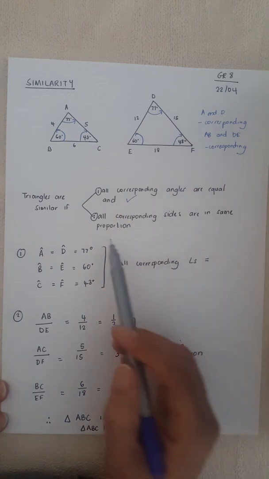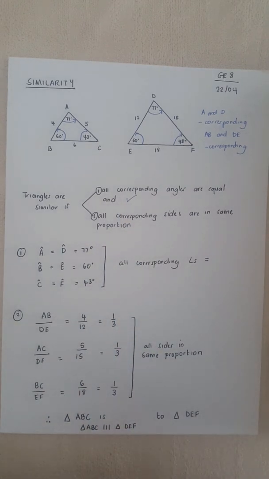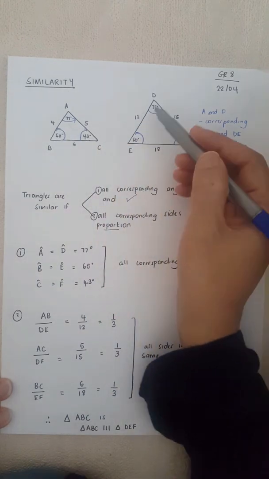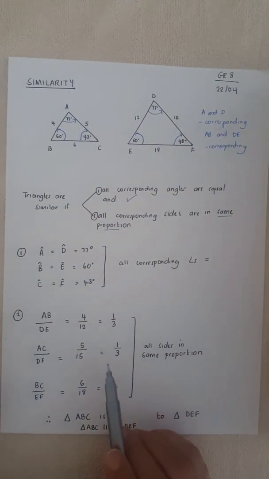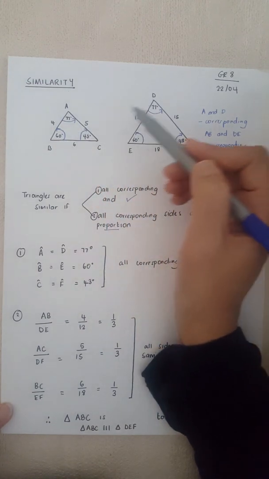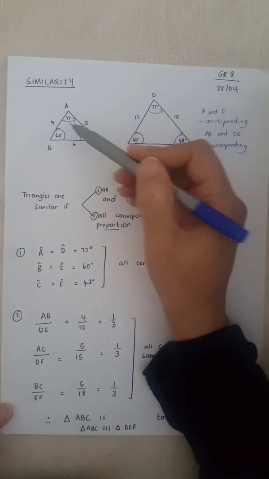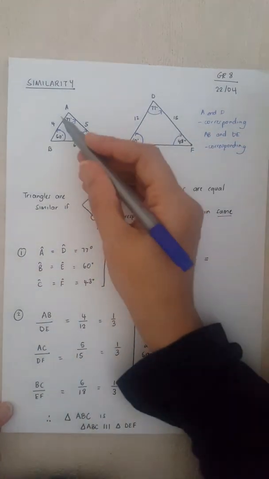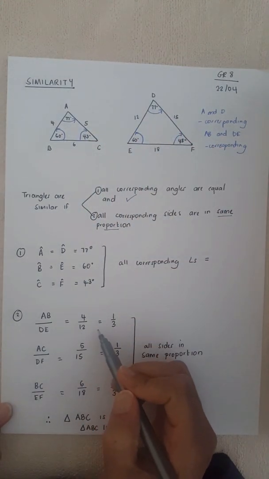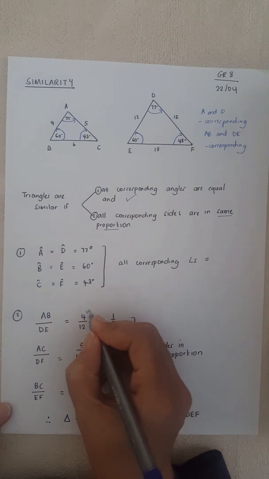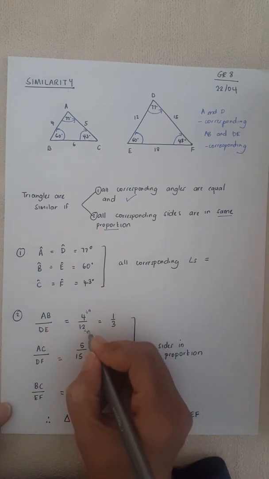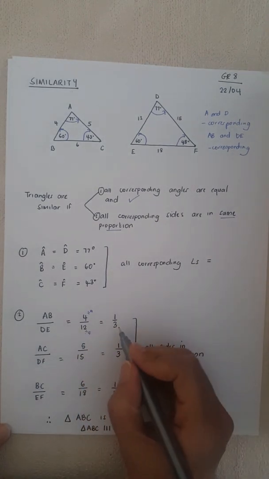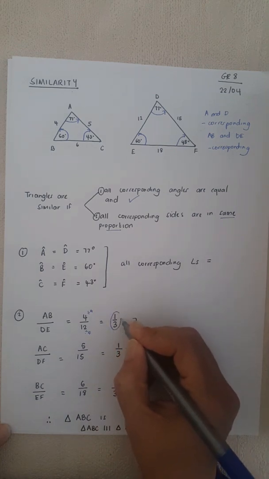Now we need something else to happen. All the corresponding sides are in the same proportion. So what do we mean by same proportion? Now we know what the corresponding sides are. Now we need to show that they're in the same proportion. So we take AB and we write it as a fraction over DE. That's the corresponding side. Then I've got 4 over 12, and then I've simplified it. I've divided by 4, the highest number that can divide into both the top and the bottom. So 4 divided by 4 is 1 and 12 divided by 4 is 3. So my answer is 1/3.